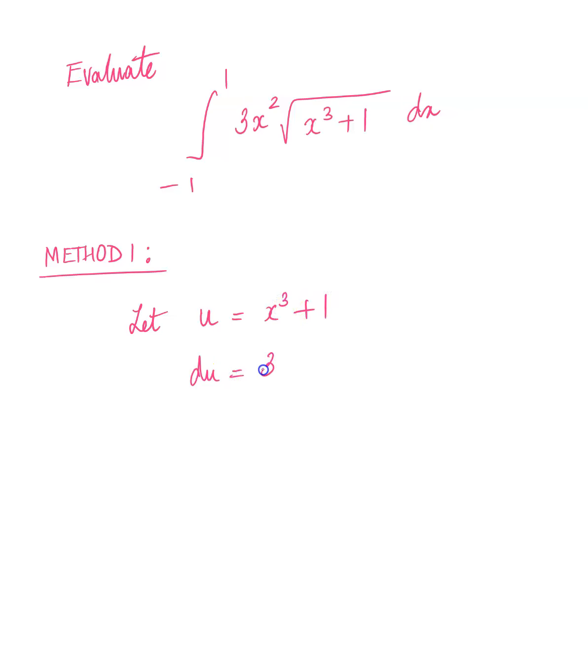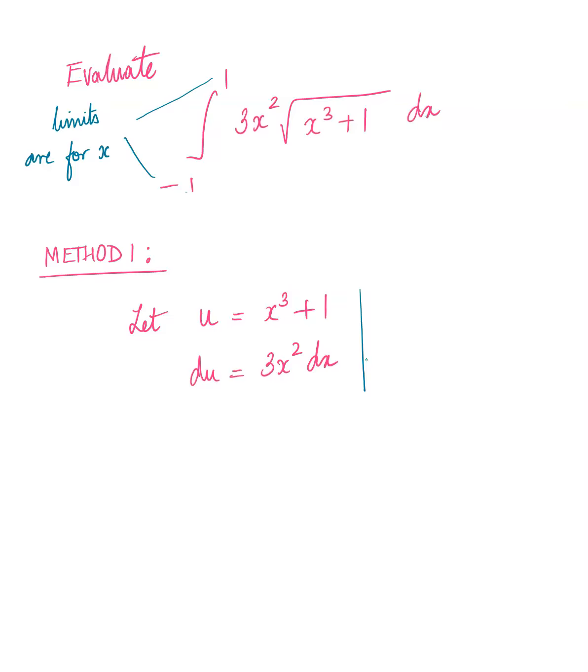So du is 3x squared dx. You can see the 3x squared in the front and the dx in the back, but they're all being multiplied, so you can move them together and see it as du. Now, the limits of integration in the problem are related to x. But when you do the u substitution, you really have to remember to adjust those limits for u, because you're now using u.